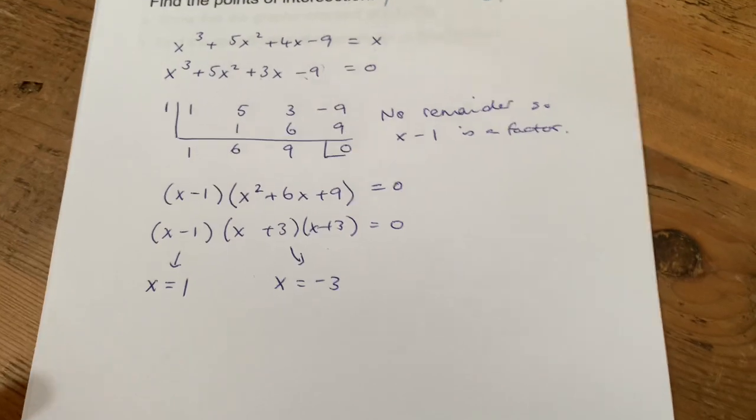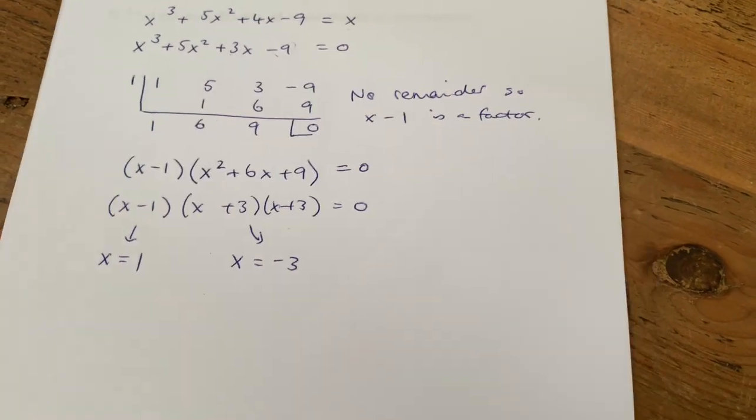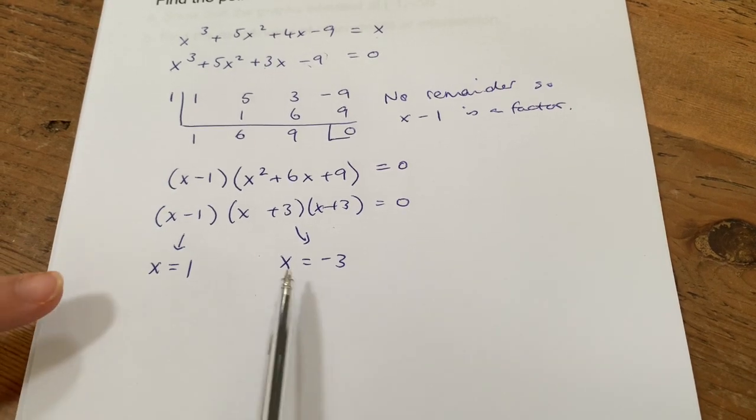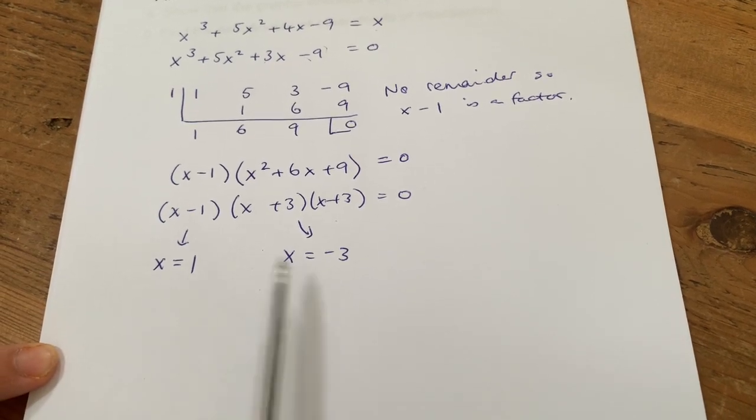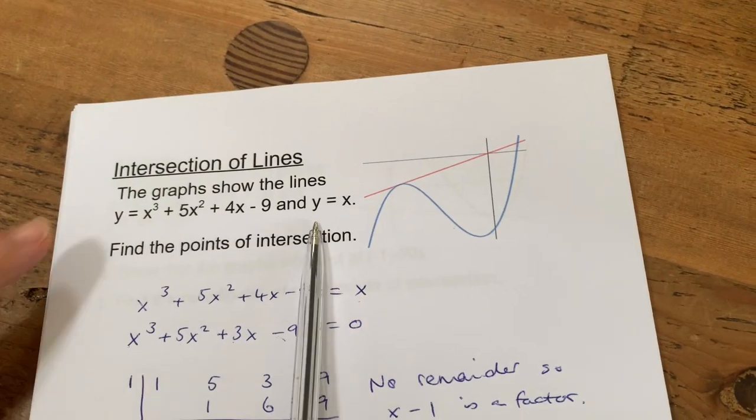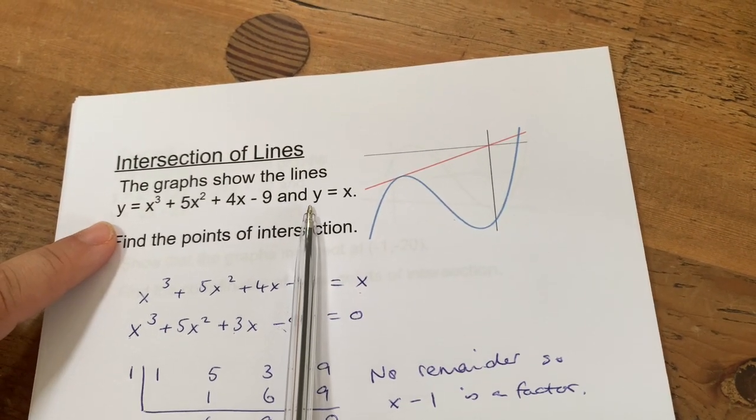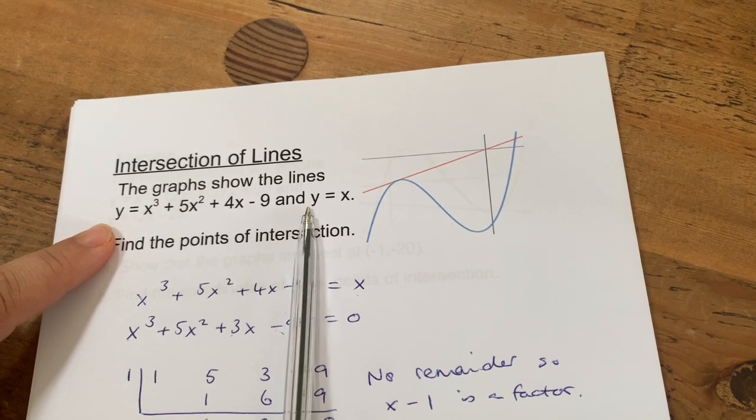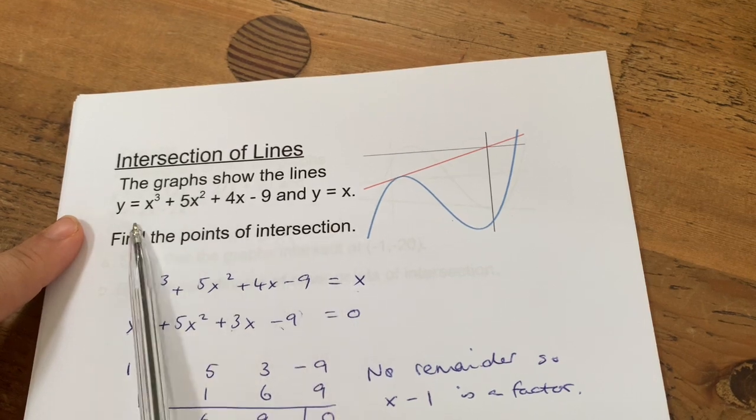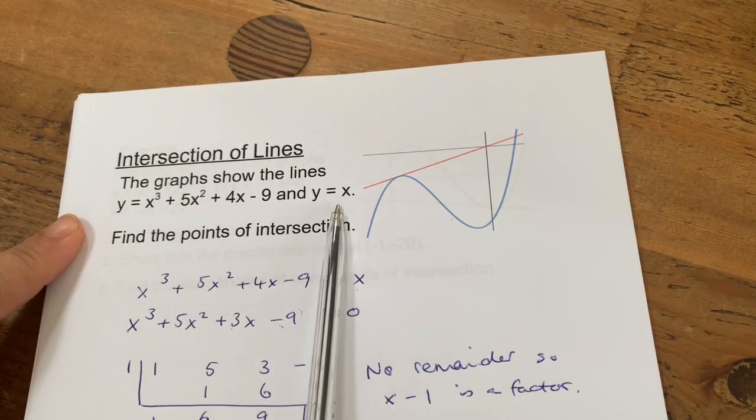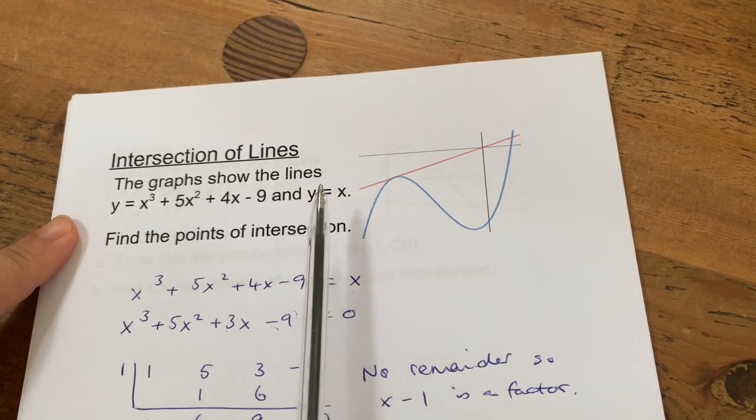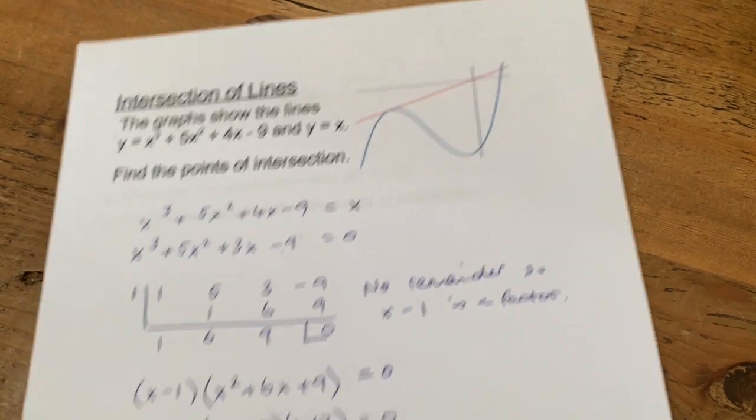Now, to find the points of intersection, you obviously need 2 parts to your points of intersection, so you need your coordinates. So I've got my x parts of the coordinates, I need the y parts of the coordinates. You get that from your equations for y. So you can substitute in the 1 and the minus 3 into either of these. Now, looking at them, which one do I obviously want to use? I obviously want to use the easier one. So I'm going to substitute the 1 and the minus 3 into this equation.